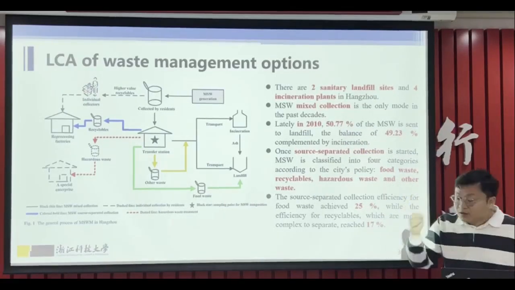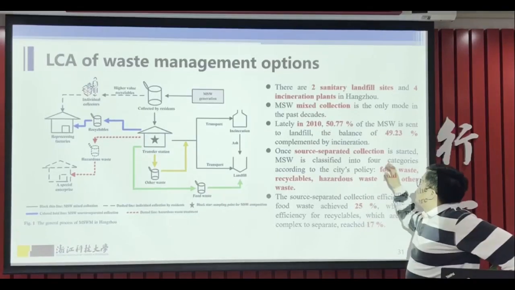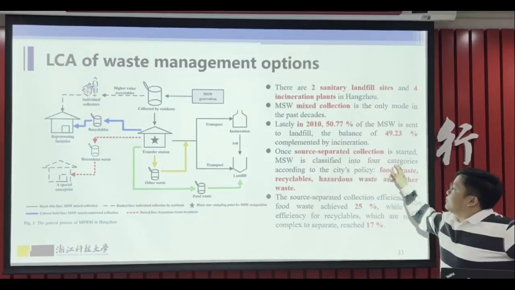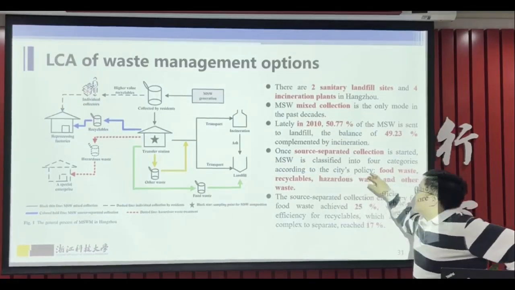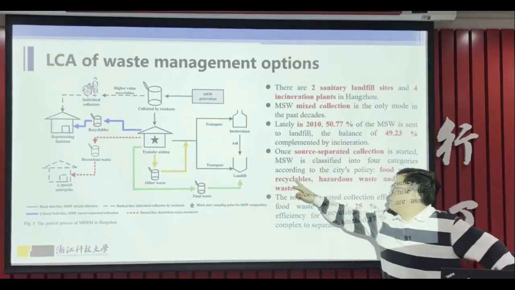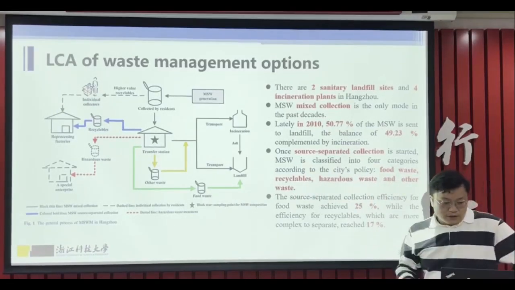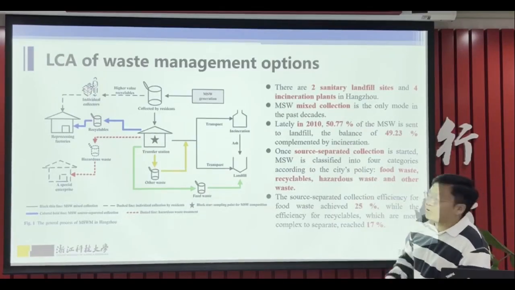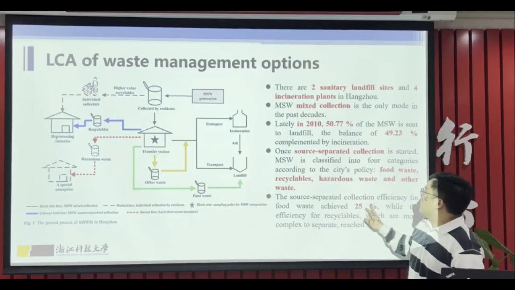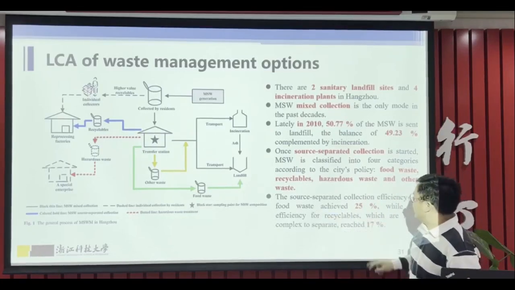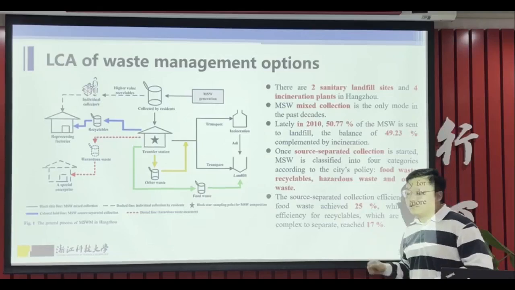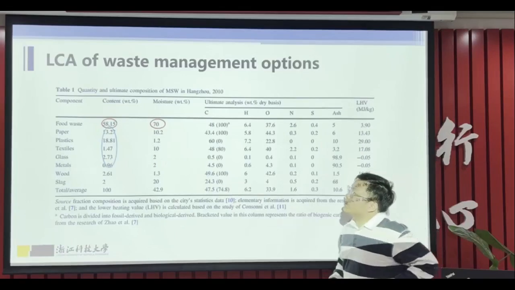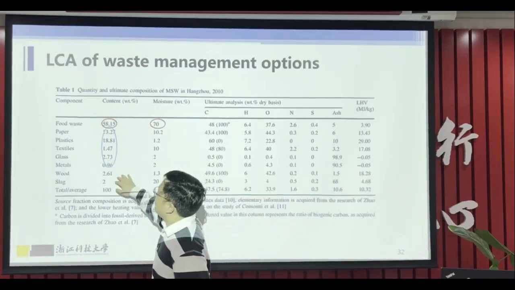And also, the self-separated collection has started. MSW is classified into 4 categories: food waste, recyclables, hazardous waste, and other waste. The self-separated collection efficiencies of different components of the municipal solid waste are 25% for food waste and 70% for recyclables. And we can see some characteristics of municipal solid waste.